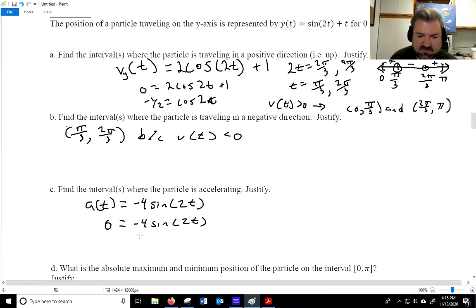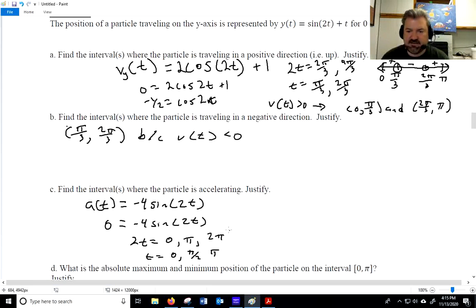So you can see that it's when the sine of 2t equals 0. Well, sine is equal to 0 at 0 and pi and 2 pi, which if I divide that by 2 gives me 0 and pi over 2 and pi. But I'm not going to include the endpoints of the interval, so we're just going to look at pi over 2, because that's 0 and that's pi.